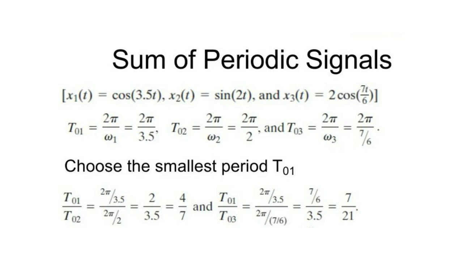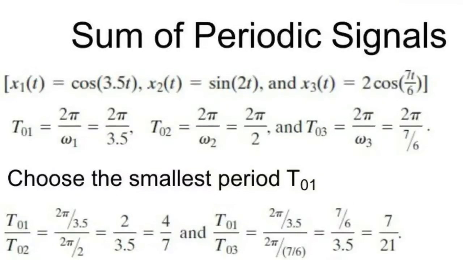Now find the ratio T01 divided by T02, that is equal to 4/7. That is a rational number. And the ratio T01 divided by T03 is equal to 7 by 21. That is again a rational number. So both the ratios are rational numbers. അപ്പോൾ നമ്മുടെ സിഗ്നൽ x(t), that is a sum of x1(t), x2(t) and x3(t), is also periodic.